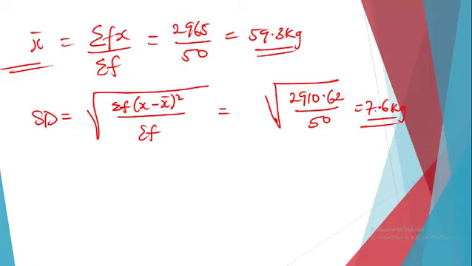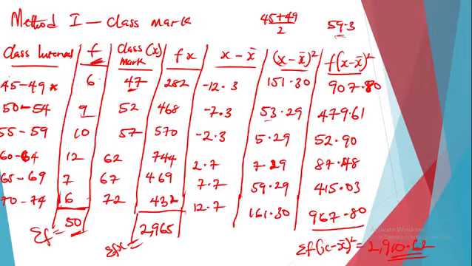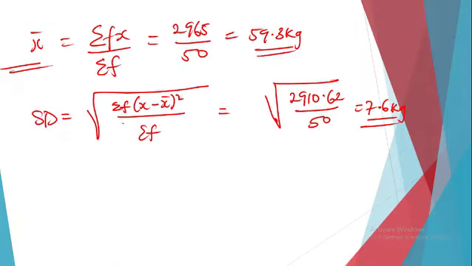Okay, so we've gotten the values of the mean to be 59.3 kg and the value of the standard deviation to be 7.6. And there is another way of finding the value of the standard deviation using what we call assumed mean. So let us consider the assumed mean. Let's go back to the table. Now let's assume that our mean is 62.